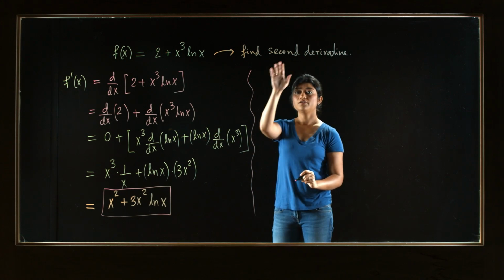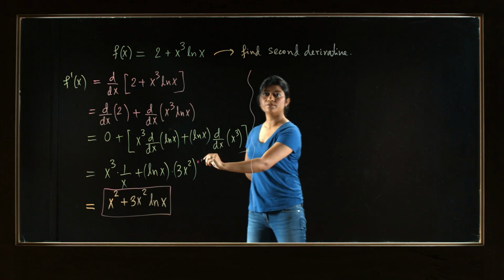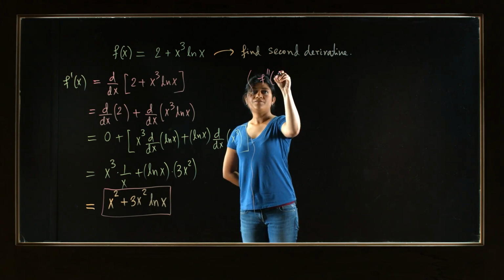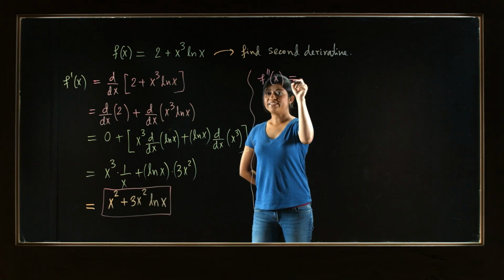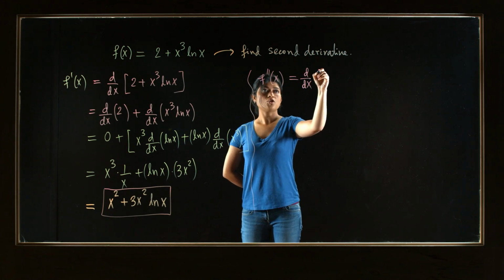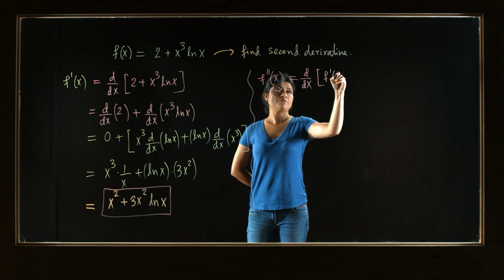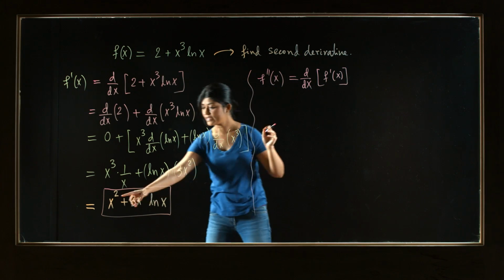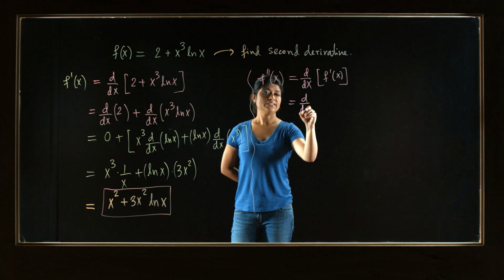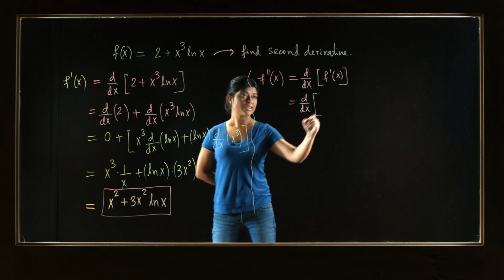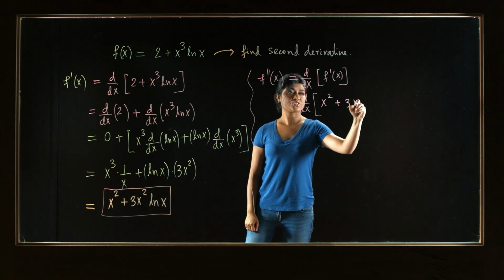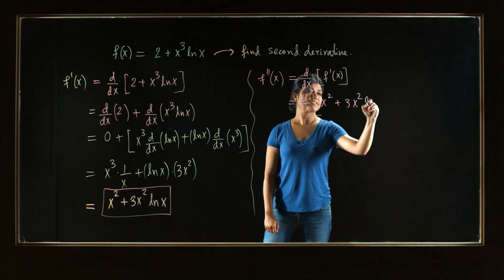So now let's move on and figure out the second derivative of this function. What is f double prime of x? By definition, that is the derivative d dx of f prime of x. And the expression for f prime of x is right here. So this is d dx of x squared plus 3x squared ln of x.